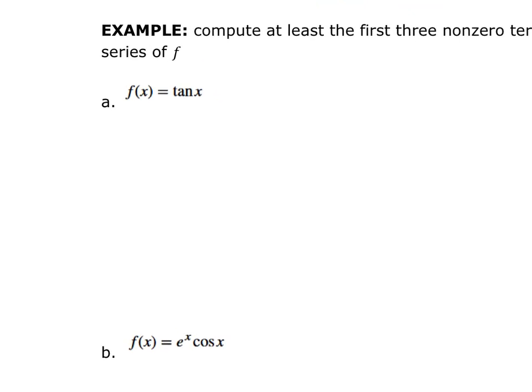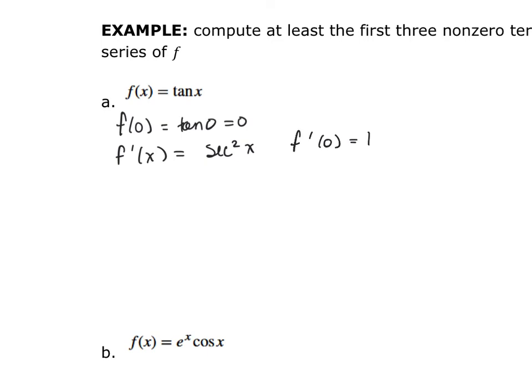So the first thing I need to know is f of 0. So the tangent of 0, which is equal to 0. Now let's start doing some derivatives. The derivative f prime of x is going to be the secant squared of x. And so if I then evaluate it at 0, the secant of 0 is equal to 1.